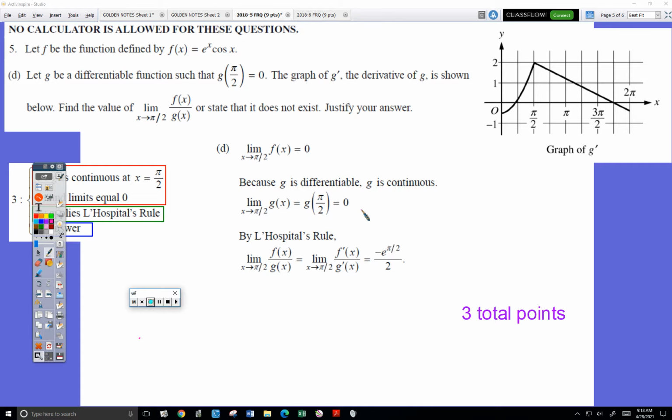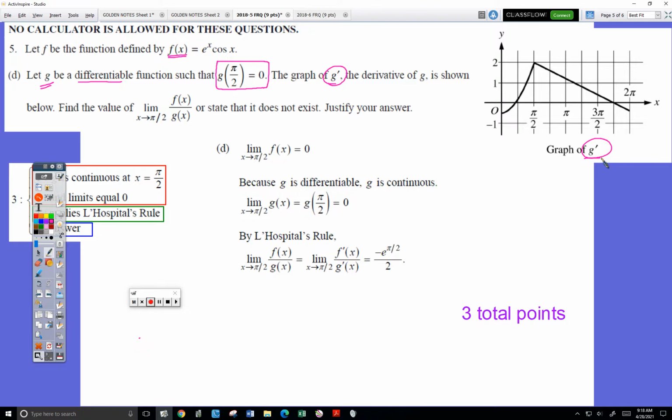Okay, part 5D. Let g be a differentiable function, so we're not talking about f anymore. So g is differentiable such that g of pi over 2 is 0. The graph of g prime, which is the derivative of g, is shown here.